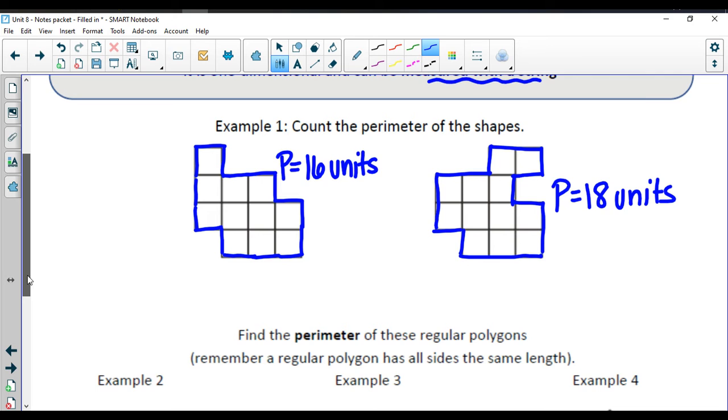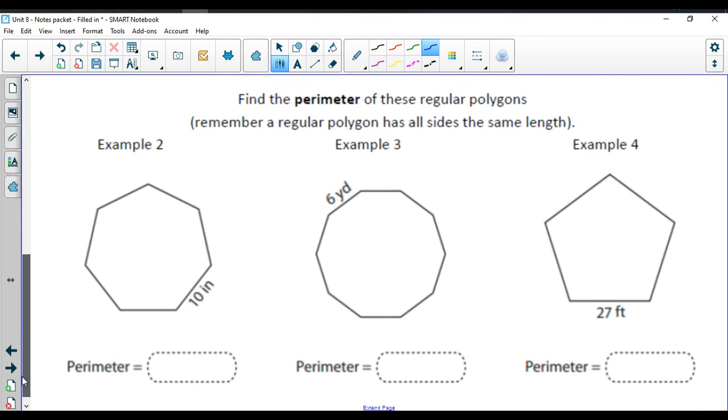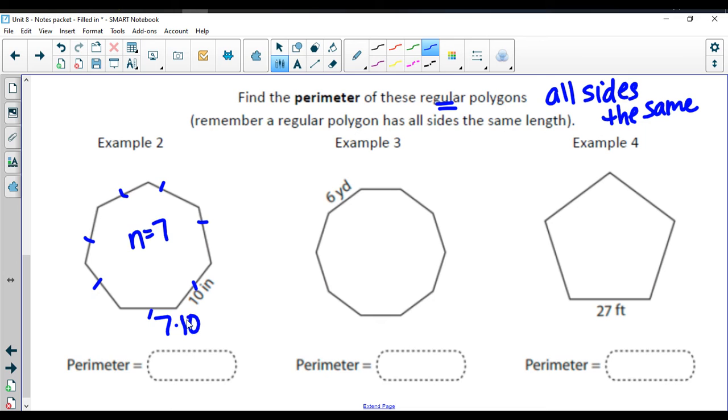We're going to see a lot more common ones here moving forward, so we're going to look at some of those right now. Regular polygons, keep in mind, all the sides are the same. So if we know one side of a regular polygon, we can actually calculate the perimeter quite easily. For this one, I'm going to count the sides. 1, 2, 3, 4, 5, 6, 7. So n is equal to 7. Remember, n is the number of sides. So 7 sides times 10 inches here. So 7 times 10 would be 70 inches.